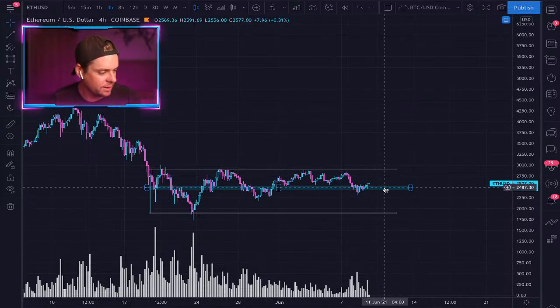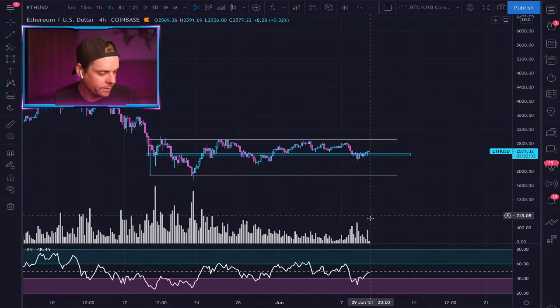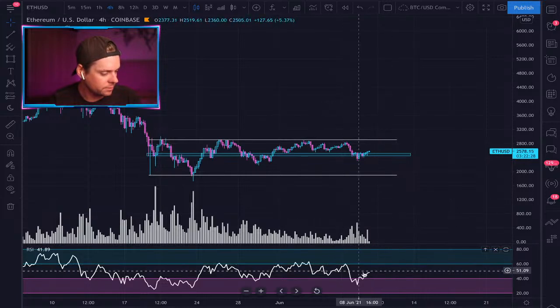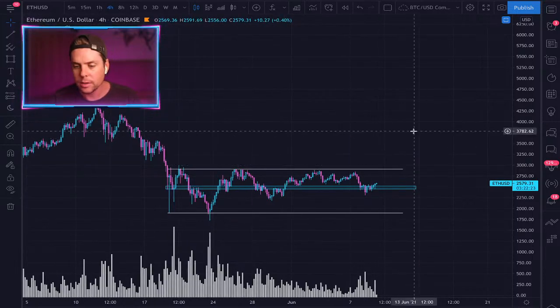Yeah, kind of in no man's land here. Let's see what the RSI is telling us. Not telling us a whole lot, actually. Yeah, we're just kind of trending down here. Okay.